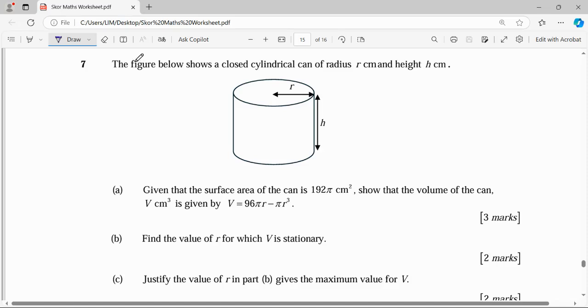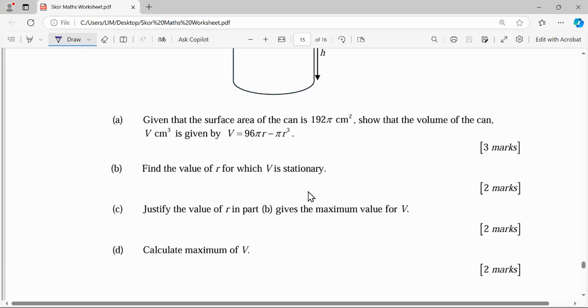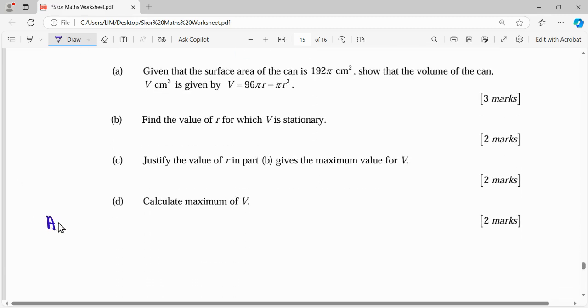For this question, the figure below shows a closed cylinder can of radius r and height h. So this is your variable. Given that your surface area is a constant, 192 pi, show that the volume of this cylinder is in this formula.